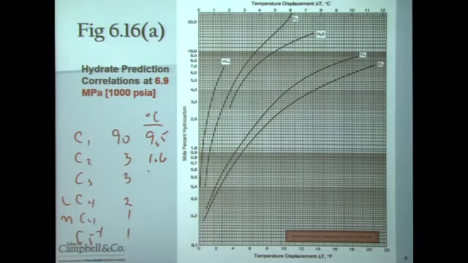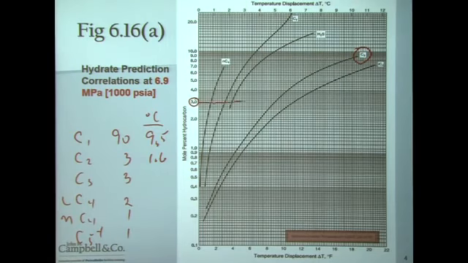So now we're going to take a look at the contribution of propane. Propane is 3 mole percent over here, and let's locate propane. Whoa! Look at that. Look at where propane is. Propane is all the way to the right on the curve. So we go all the way out over here, and we see that propane is going to contribute 4.8 degrees Celsius to the hydrate formation temperature.